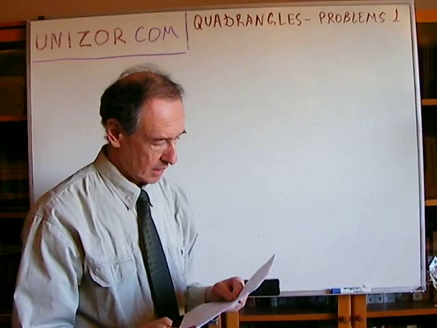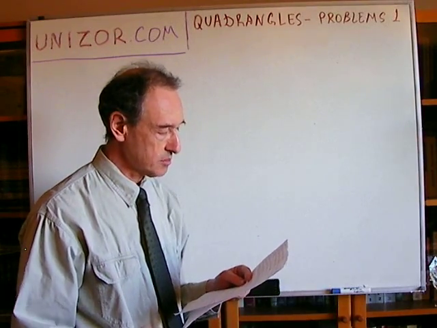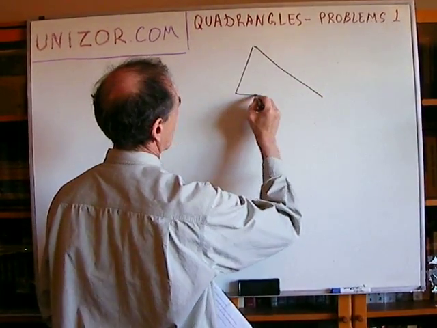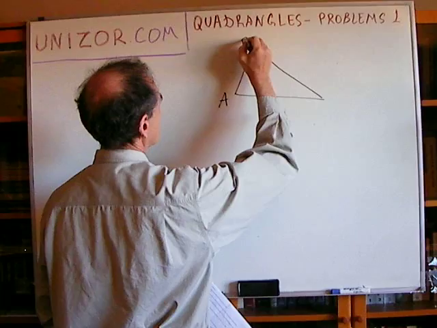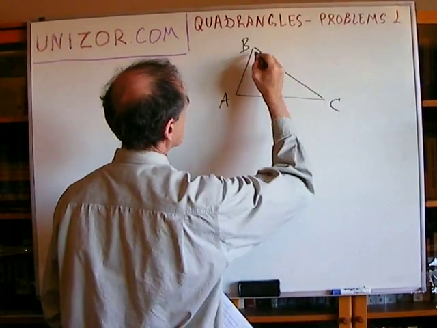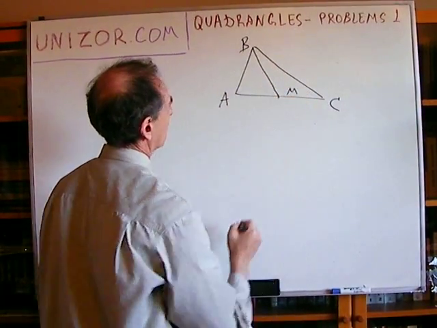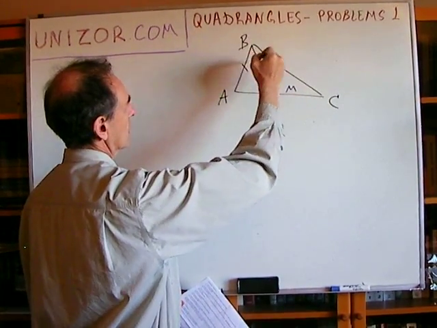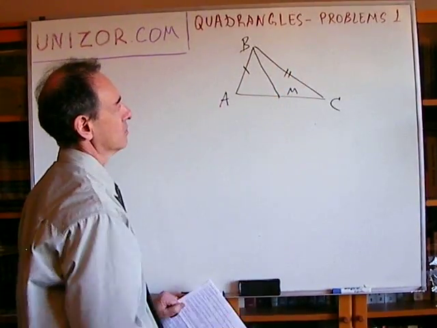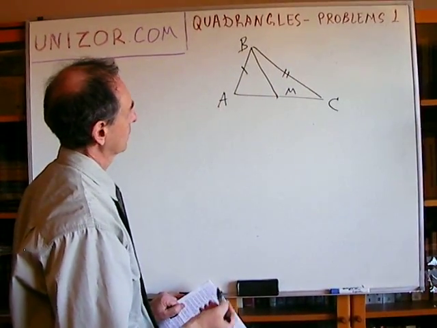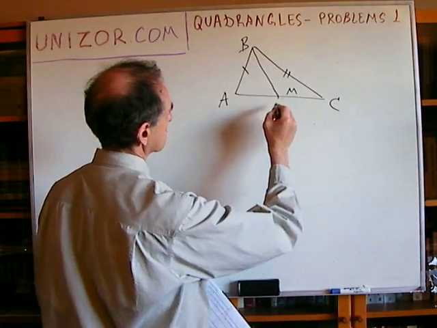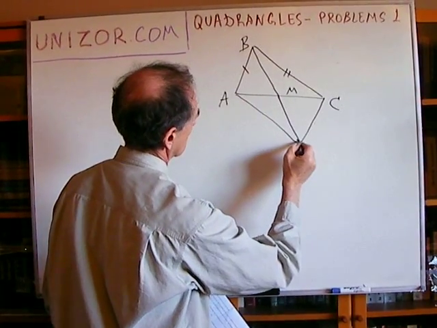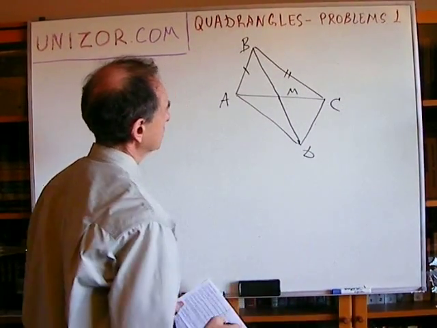Okay, construct a triangle by two sides and the median to the third side. That can be done quite quickly because I remember this problem. A, B, C, you have a triangle, you have a median. So you need to build a triangle by knowing AB, BC, and BM, which is the median. The way I suggest you do it is continue the median by the same length as it is, and get point D.